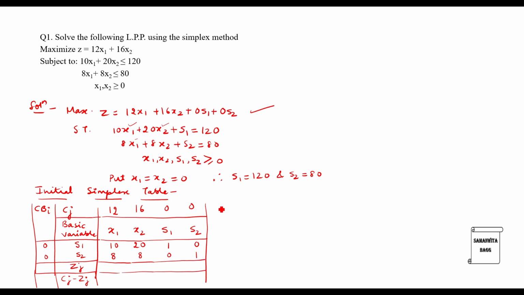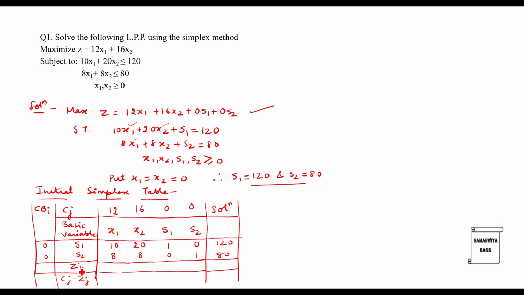Next we are going to write over here the solution. So how do we get the solution? What is the value of s1 over here? It is 120. So this is the first solution. s2's value over here is 80. This is the second solution.